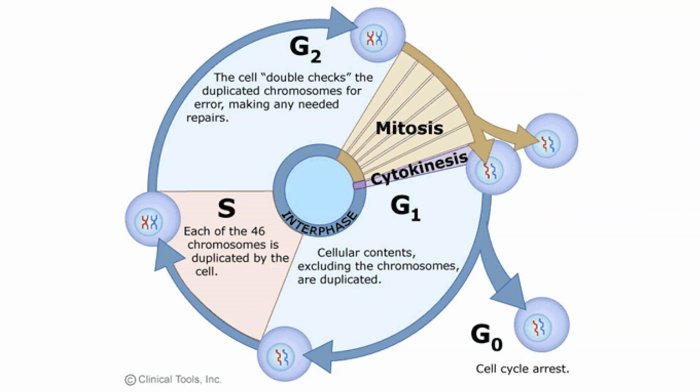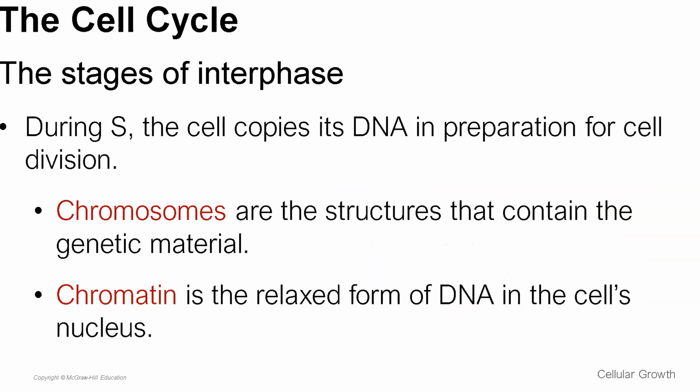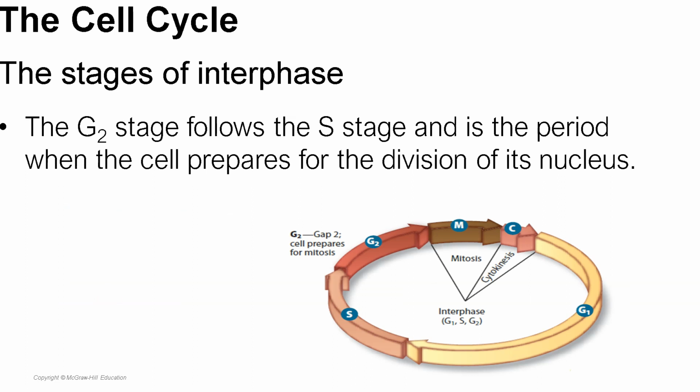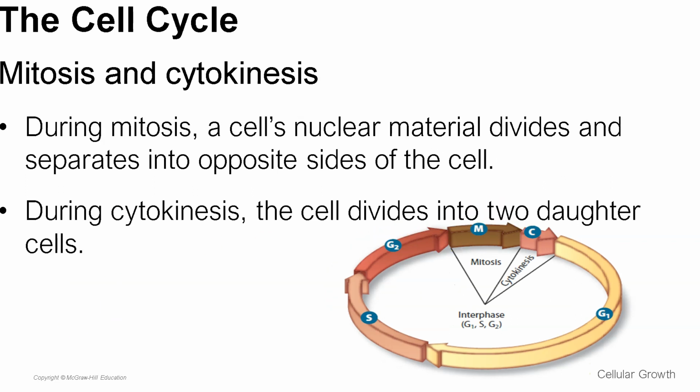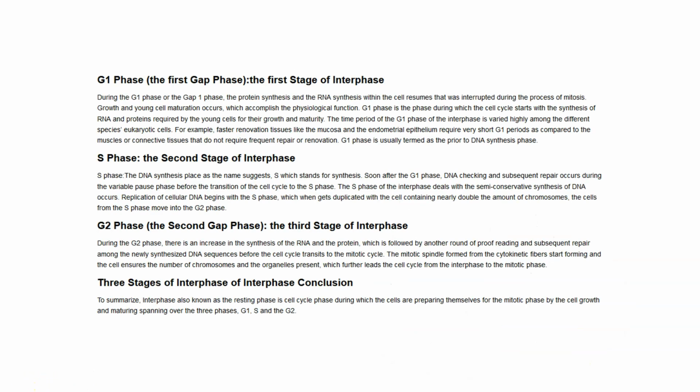And so that leads us to the cell cycle, the stages of interphase. Interphase has 3 substages, G1, S, and G2. During G1, the cell is growing and carrying out normal cellular functions, and we'll talk more about that in a second. S is when it copies. G2 follows the S phase, when the cell prepares for the division of the nucleus, and then mitosis is the division of the nucleus, and cytokinesis is when the cell divides into 2 daughter cells, okay? So this leads us to right here, G1, S, and G2.